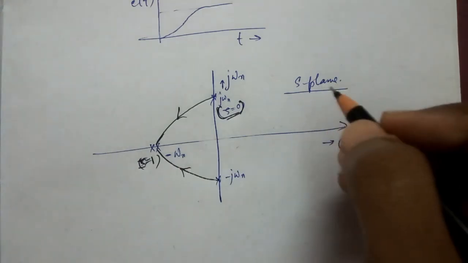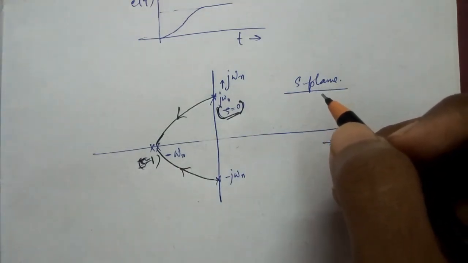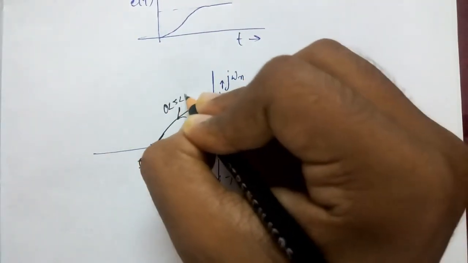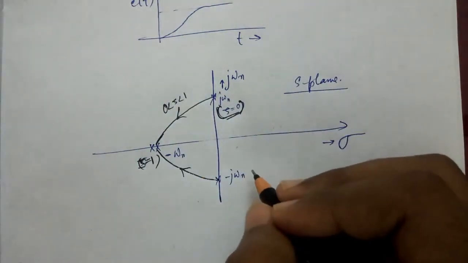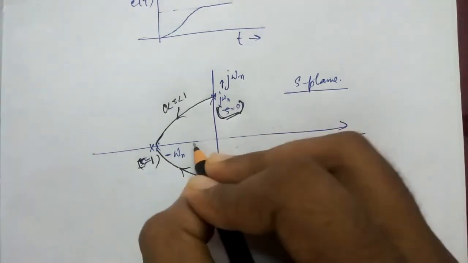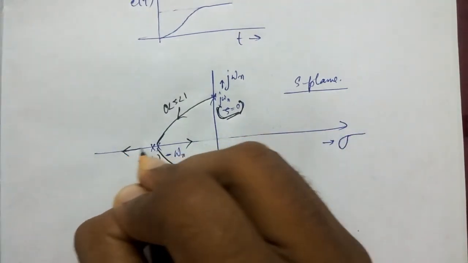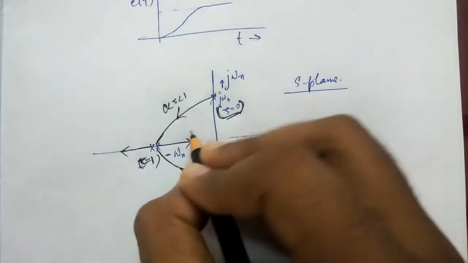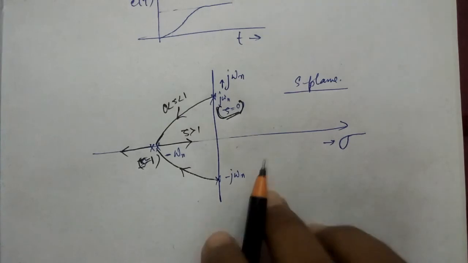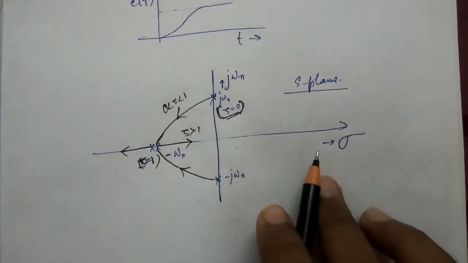After that, when we are increasing the zeta value, this path is for zeta between 0 and 1, the same for this one. But when zeta is greater than 1, we will see that it will be on the real axis, meaning this will be the path for zeta greater than 1. So this is actually the plot of the complex part versus the real part on the S plane.